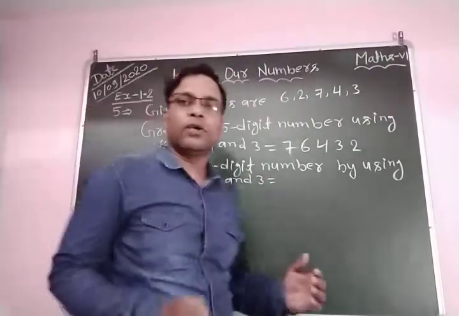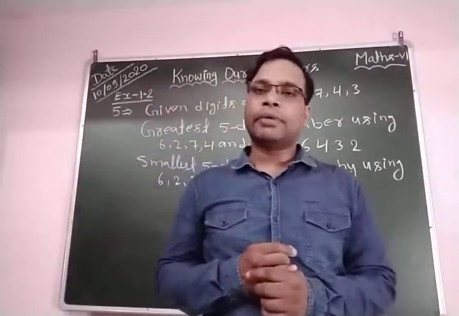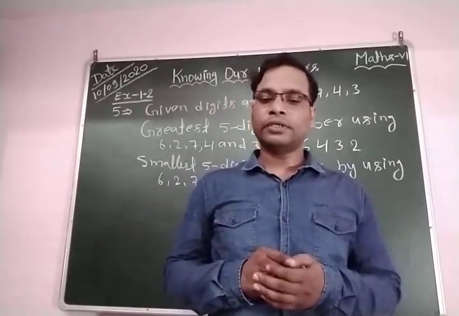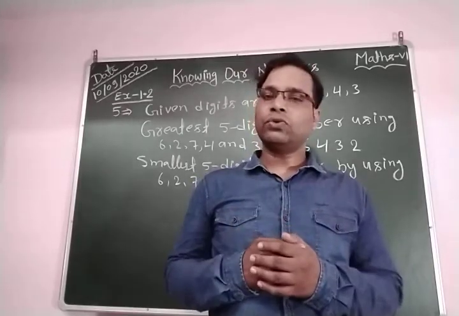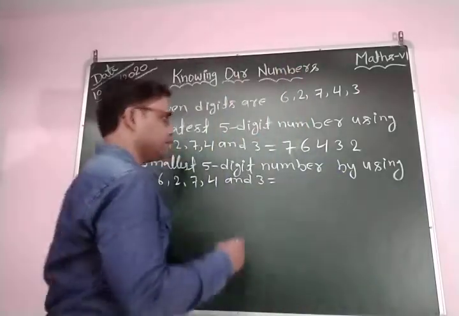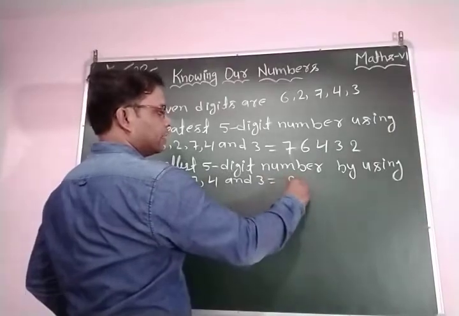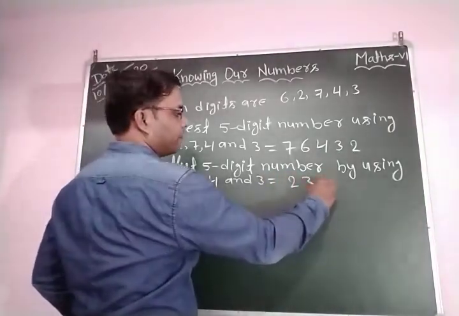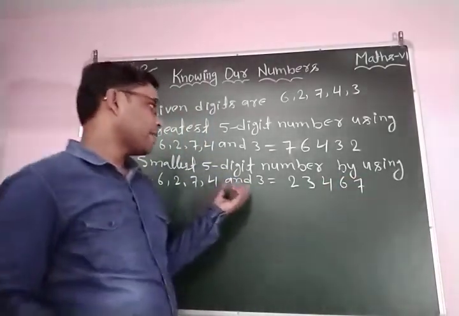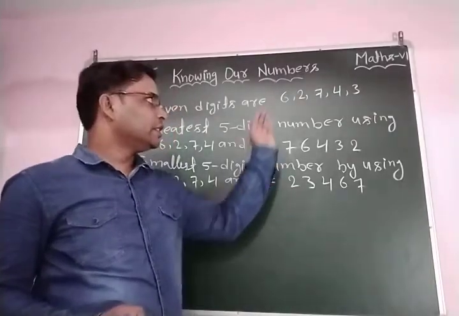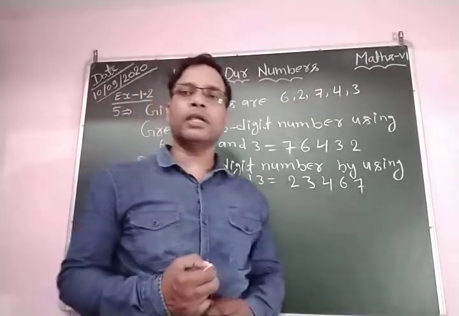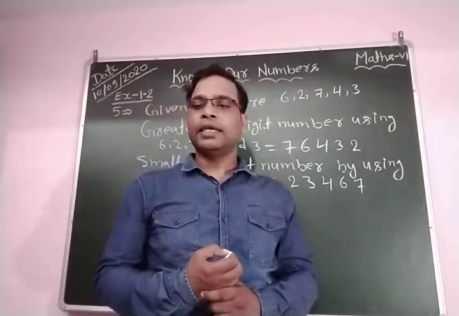So you can see here which digit is the smallest. In the case of the smallest number we write the smallest digit first. In this question the smallest digit is 2, after this 3, after this 4, 6 and 7. So first write 2, after this 3, 4, 6 and 7. In this way you make the 5-digit number using the given digits. This is equal to 23,467. Now we need to find their difference.